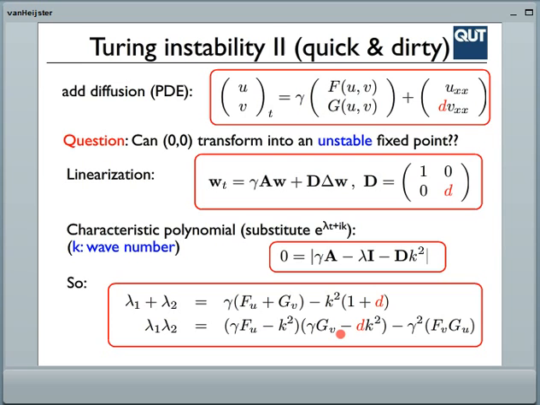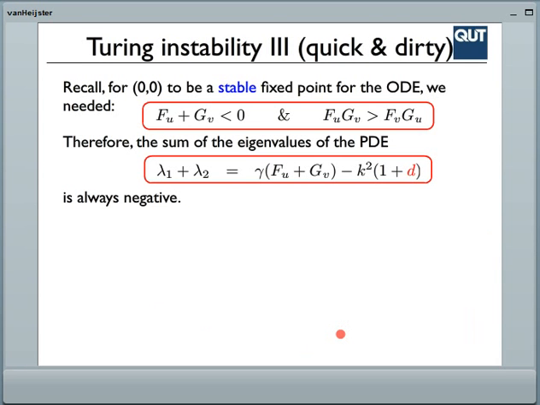We already know that our ODE was stable, so we already had to assume that f_u plus g_p was negative. So this term for the PDE is negative, and we subtract something more. So we already know that the sum of the eigenvalues for the PDE system is always negative, independent of what k is. It doesn't matter what k is, 0 or minus 5 or 25, it will always be negative. The sum of the eigenvalues is negative. So if we want this to be an unstable fixed point, we have to find k such that the product is also negative. That means that one of the two has to be positive.